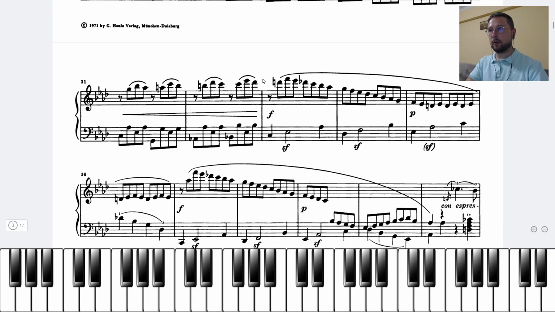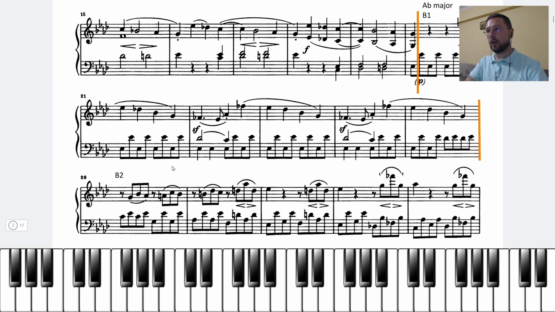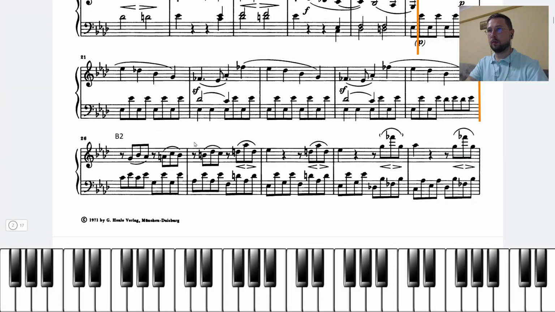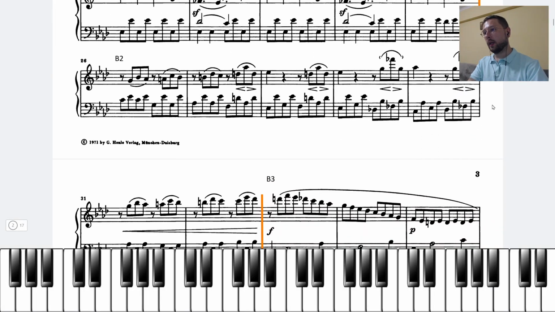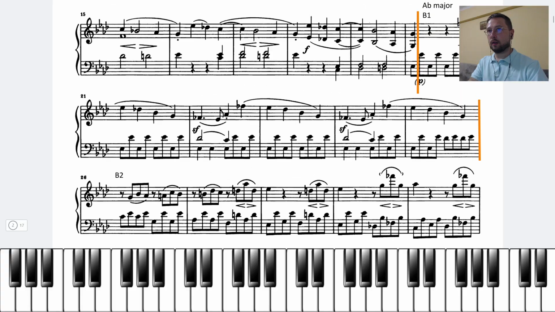And here we have a further third texture, which could be B3. Now, some of you might actually think that maybe this division between B1 and B2 could be omitted, and we could think of all of this as being one large B1 theme. In that case, well, I don't have any arguments against that.